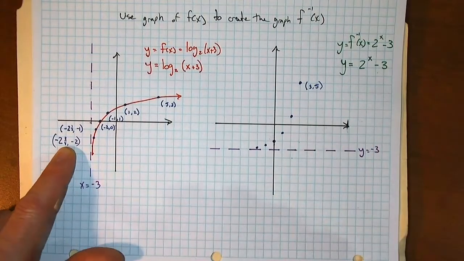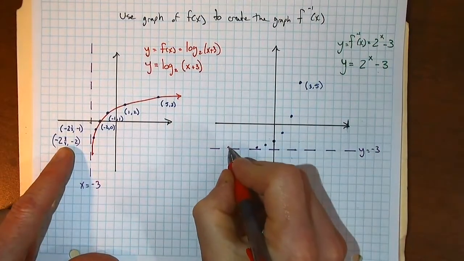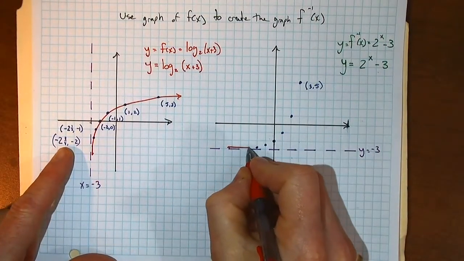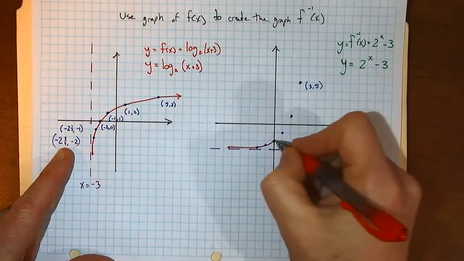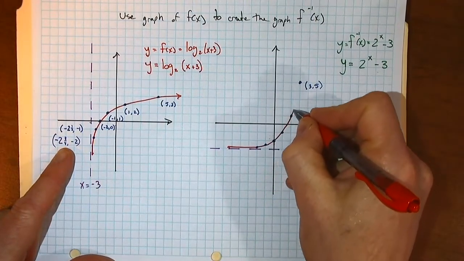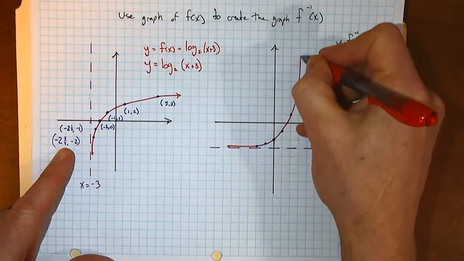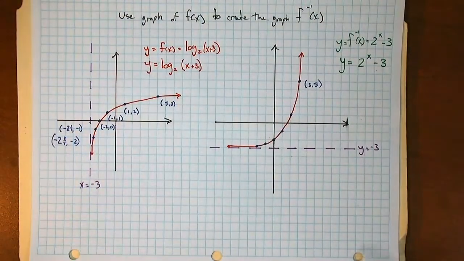And so I end up with my graph, knowing that there's going to be this asymptotic behavior. So I know that's going to keep going towards the left. And towards the right, I'm going to have this exponential growth. So it's just going to take off and head towards infinity. And so that would be my graph.